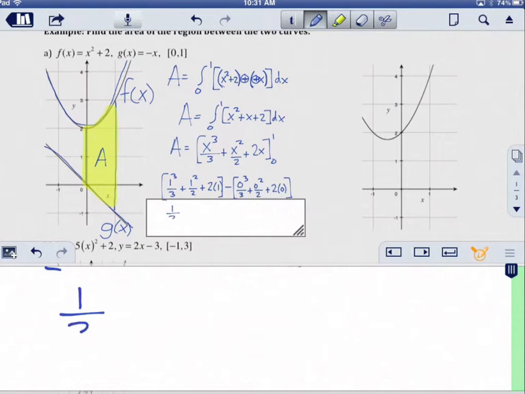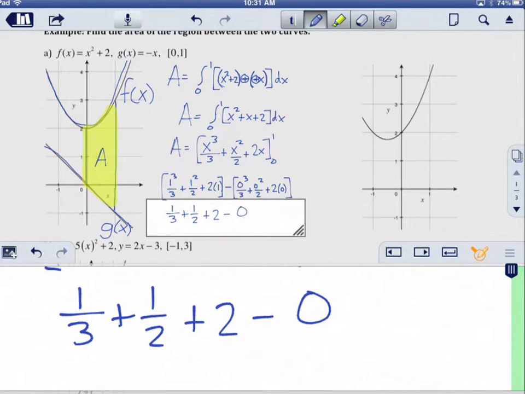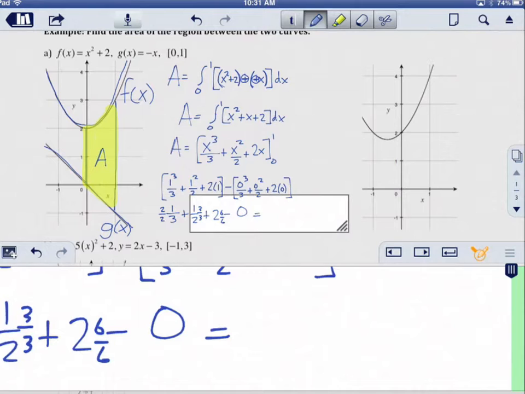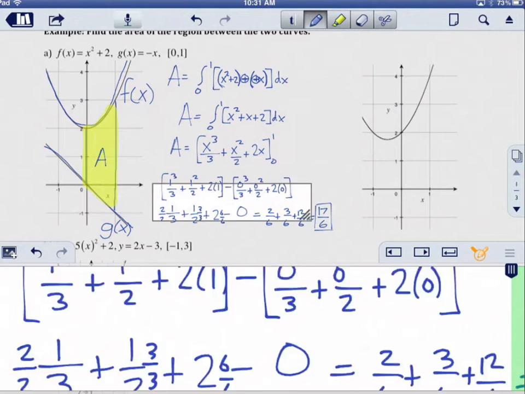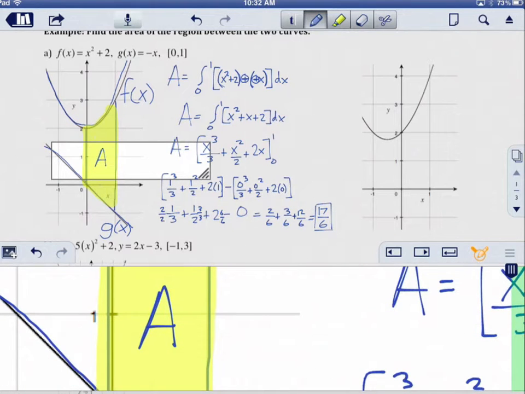So we're left with 1/3 plus 1/2 plus 2 minus 0. And if we turn these all into sixths, we end up with 2/6 plus 3/6 plus 12/6 for a grand total of 17/6. Okay, so not quite 3 there for the area between the two curves.